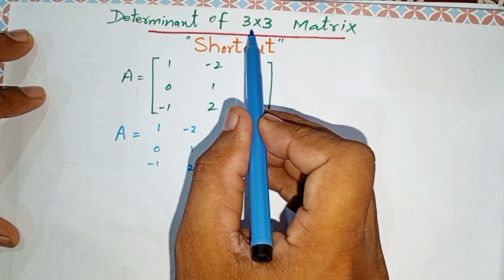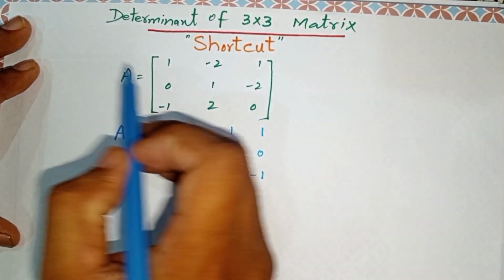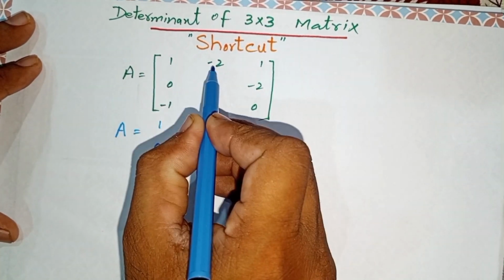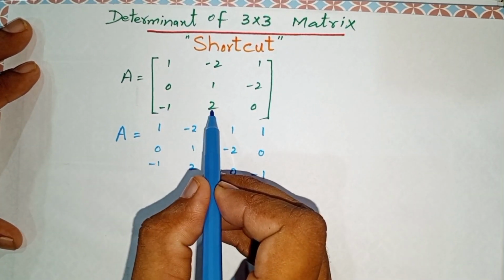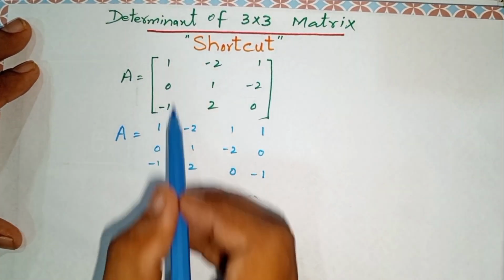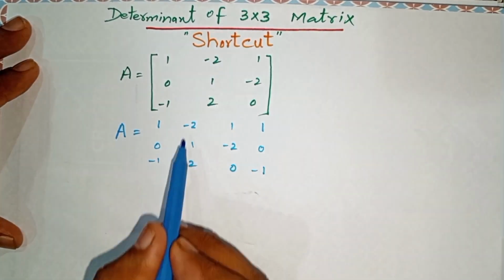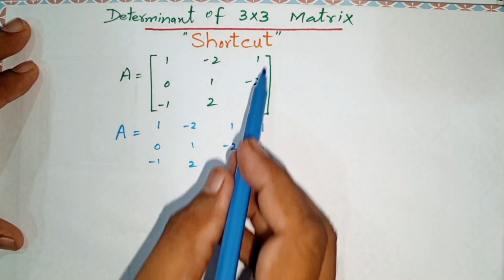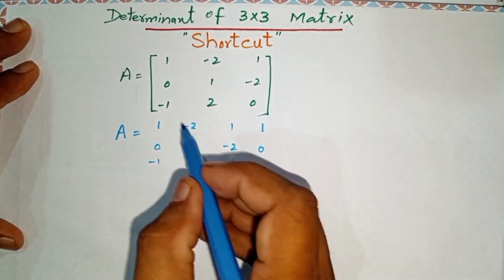This is a shortcut method to find the determinant of a 3 by 3 matrix. Let we have a matrix 1 -2 1, 0 1 -2, -1 2 0. So, repeat: the first column is 1 0 -1, the second column is -2 1 2, and the third is 1 -2 0. Repeat the first column and then repeat the second column.